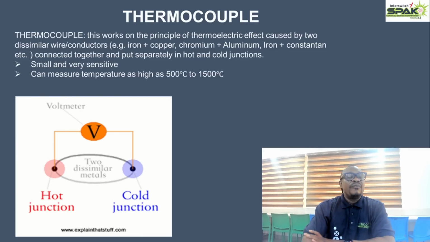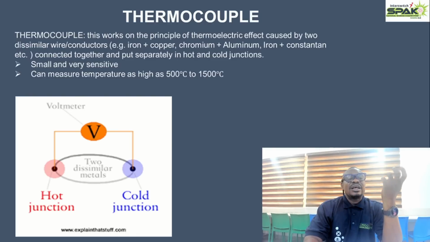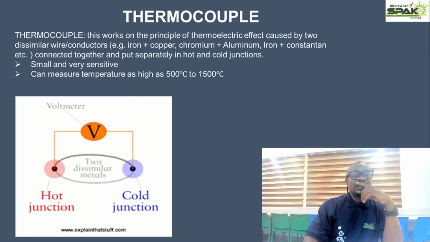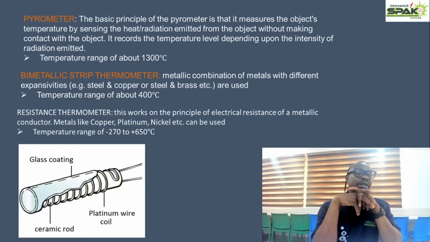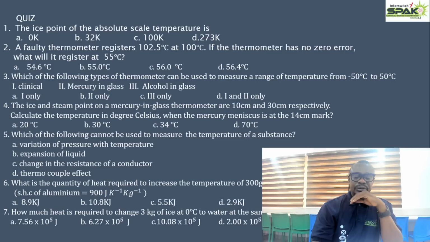So the thermocouple is very important, a very nice thermometer, which can measure very high temperatures from 500 degrees Celsius to 1500 degrees Celsius. It simply works with the principle of thermoelectric effects between dissimilar wires. Some of the wires that can be used for this are nickel, Constantan wires, copper, and so on. It's small, but very, very sensitive. So we have others like the bimetallic strip thermometer, the resistance thermometer, and the pyrometers.